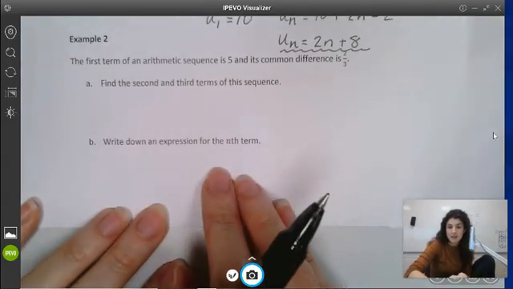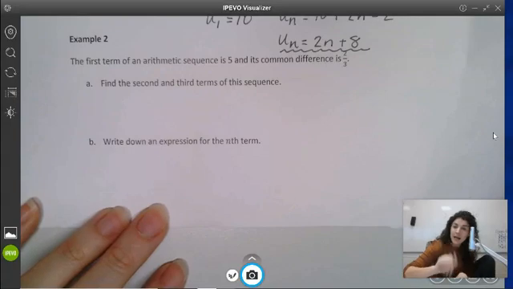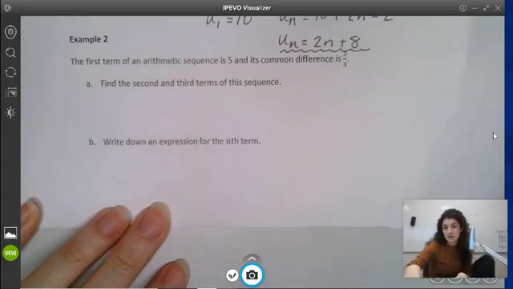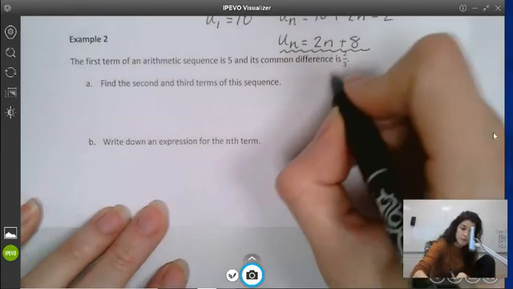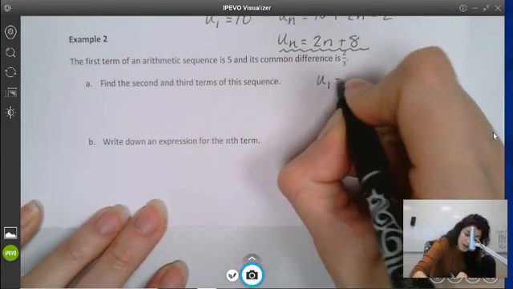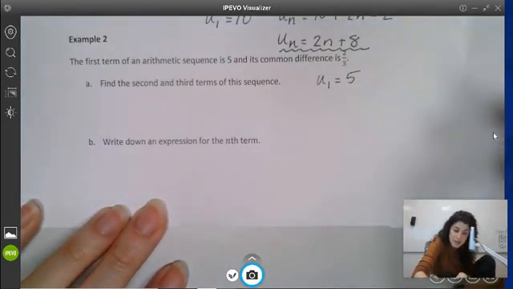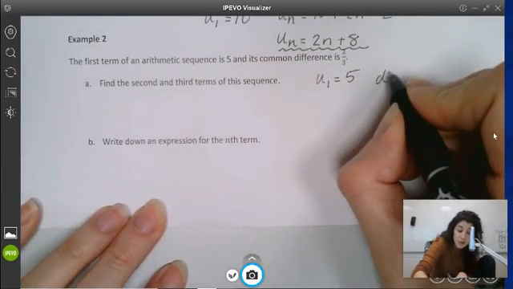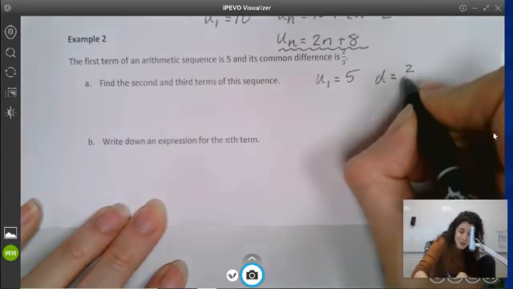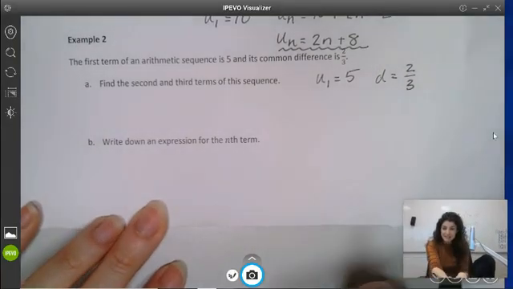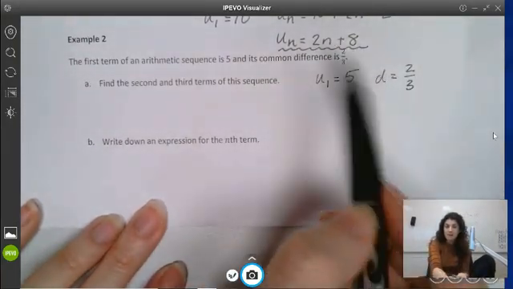Find the second and third terms of the sequence. Write out the information that you're given with respect to the variables that it needs to go with. If the first term is 5, write u sub 1 equals 5. If the common difference is 2/3, write 2/3 equals d. I have all of that information.